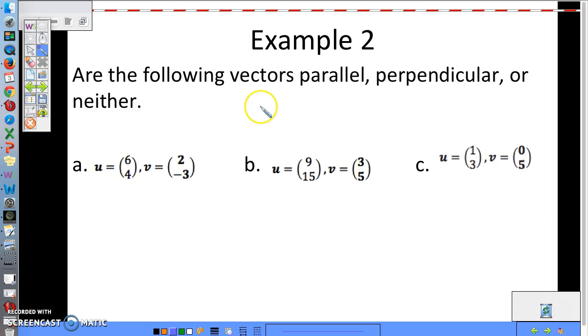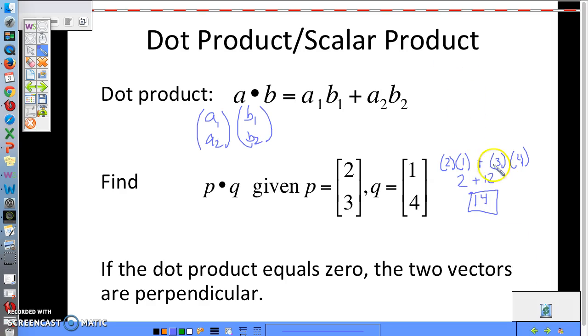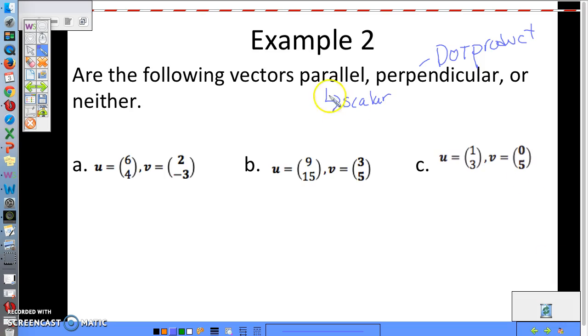So we have to decide whether these are parallel, perpendicular, or neither. Perpendicular is our dot product. If they're parallel, that means they're scalar multiples of each other. You'll notice it's a little confusing because this is the scalar product. I usually just refer to it as a dot product. But scalar multiple is just when you're multiplying it by something.